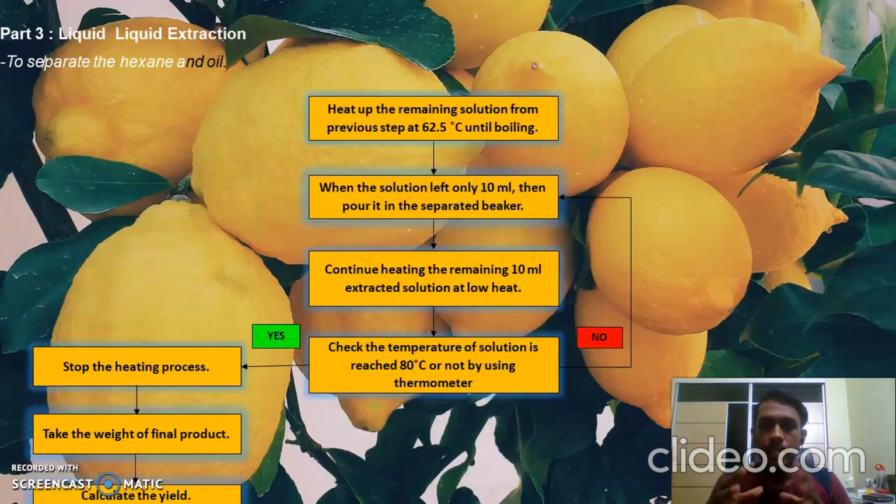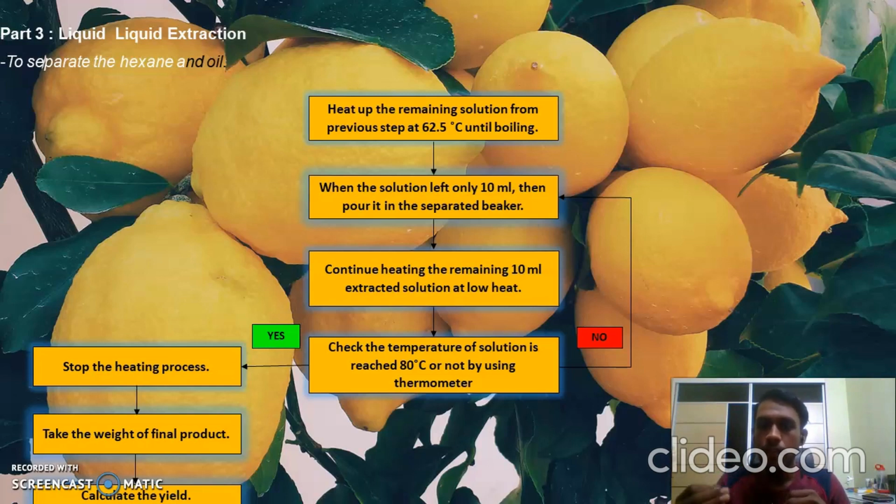And then next, this is the last part. We're going to remove hexane from the extract that we extracted just now. So first, heat up the remaining solution from the previous step at 62.5 until it boils, where the boiling point of hexane is 62.5 degrees Celsius. But we can set it even higher so that it will be even purer. There is 0% hexane in the oil that we are going to extract.